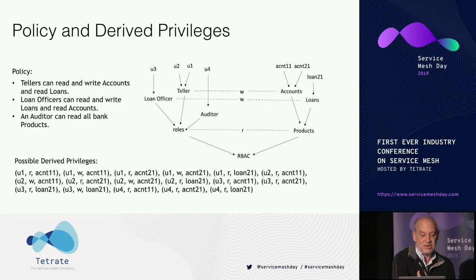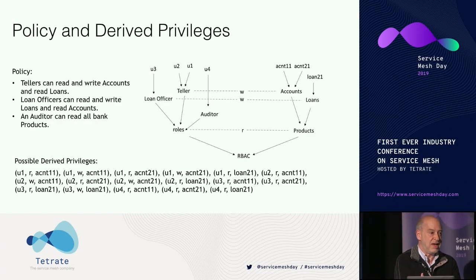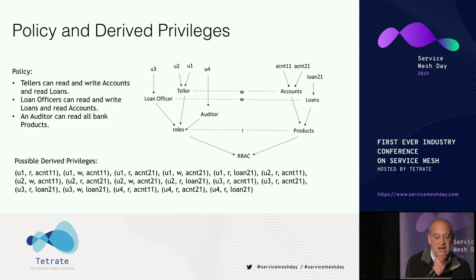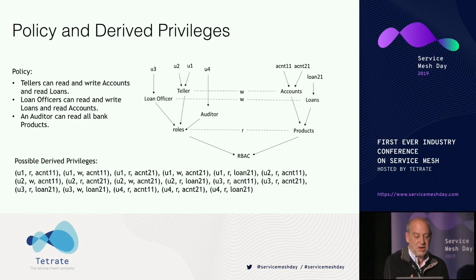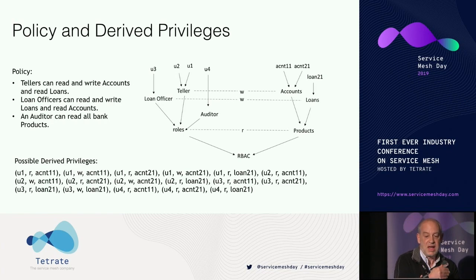I kind of glossed over associations. An association is a triple from a user attribute to an access right set to an object attribute. And the meaning is that the users in that user attribute can perform those access rights on the objects in the object set. So through the user hierarchy, access capabilities are inherited up. Everybody, the loan officer and teller and auditor, all have read access to products. So the access capabilities are inherited up the user hierarchy, and access entries are inherited up the object hierarchies.